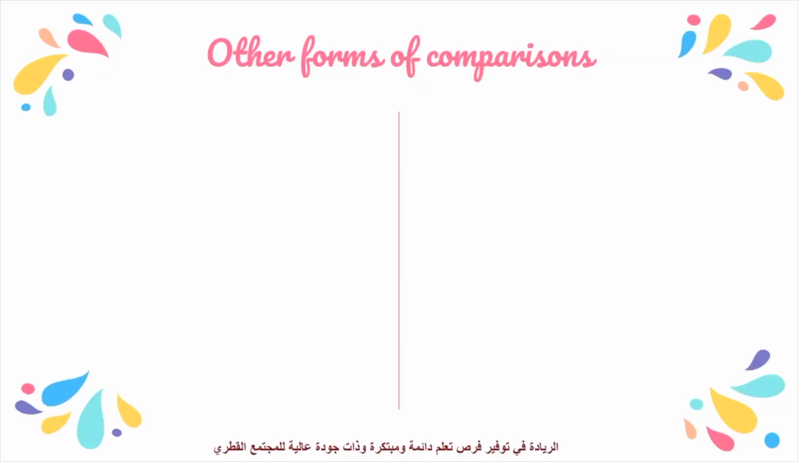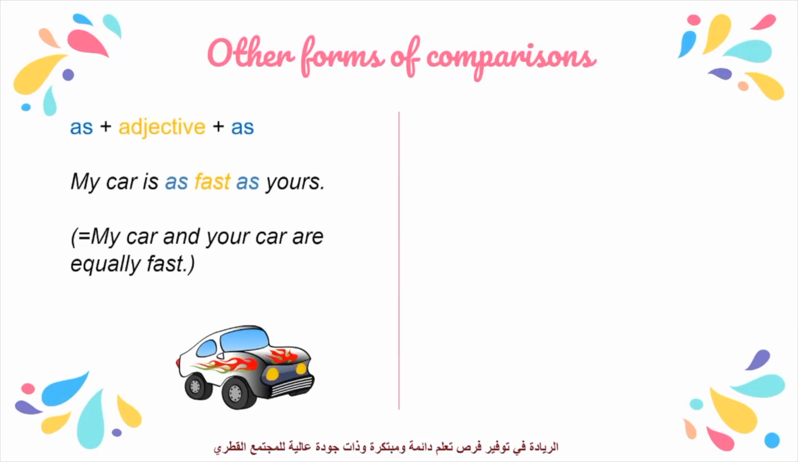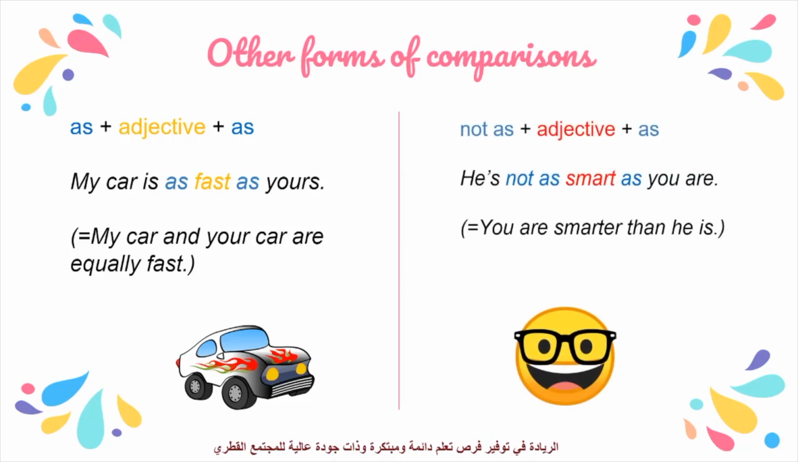Let's take a look at other forms of comparisons. We have as and as with the adjective staying the same in the middle. My car is as fast as yours. Here we don't add anything to the adjective, and this sentence means that my car and your car are equally fast. Another example is, he's not as smart as you are. Here we put smart in the middle of not as and as with nothing added to it. And this sentence means you are smarter than he is.